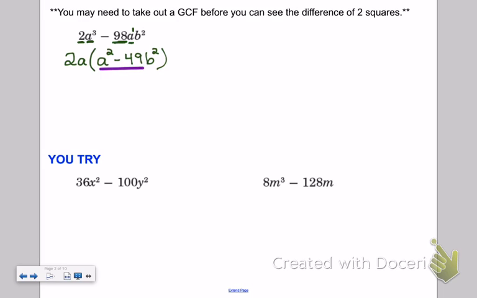So what I can do with this is now I have a difference of squares. So let's factor this further. So I can't forget about my 2a, but I know that I have two things being multiplied here. I look at what times itself gives me a squared. I know that's a times a. This has two parts. So I'm going to say what times itself is 49. 7 times 7. But I also have a b squared, so what times itself is b squared? b times b. And then, of course, I need my alternating signs.